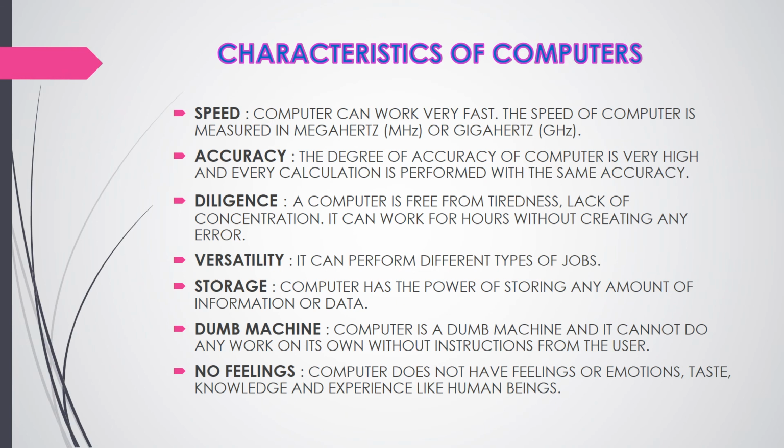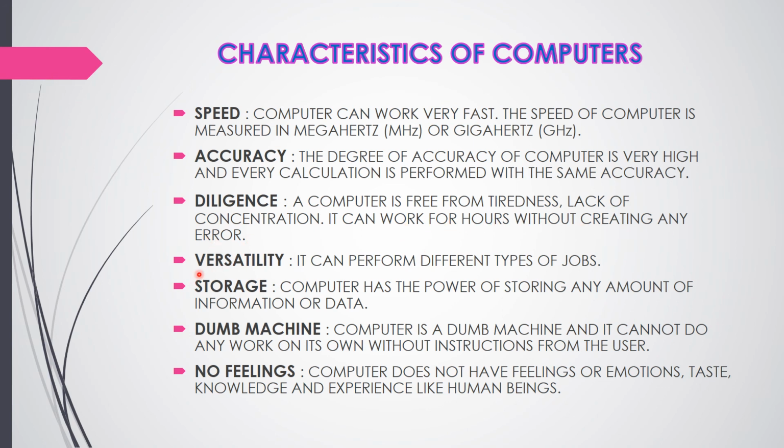Now, let's look at some characteristics of computers. The first characteristic is speed. Computers can work very fast. The speed of a computer is measured in megahertz or gigahertz. Next is accuracy. A computer is designed to give accurate results. Next is diligence. A computer is free from tiredness and lack of concentration. It can work for hours without creating any error.